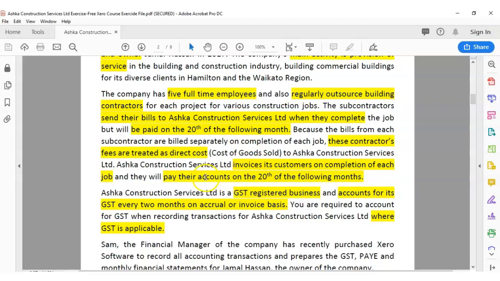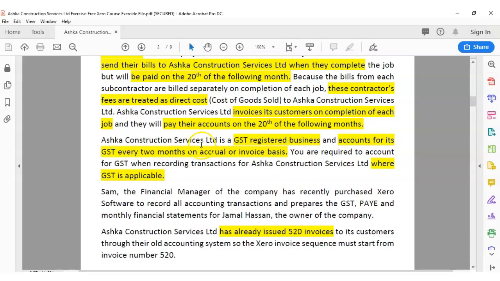So we need to set up the terms of trade for accounts receivable inside Xero. So every time we create an invoice for a customer, the due date should automatically come up as 20th of the following month. Ashker Construction Services Limited is a GST registered business and accounts for its GST every 2 months on accrual or invoice basis.